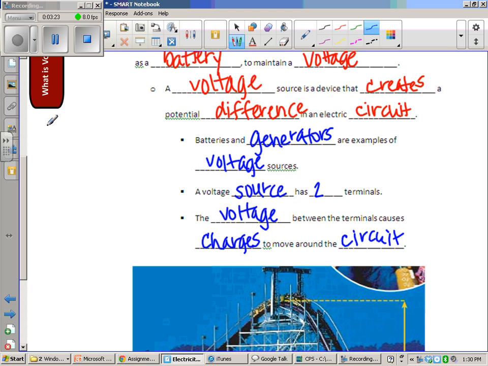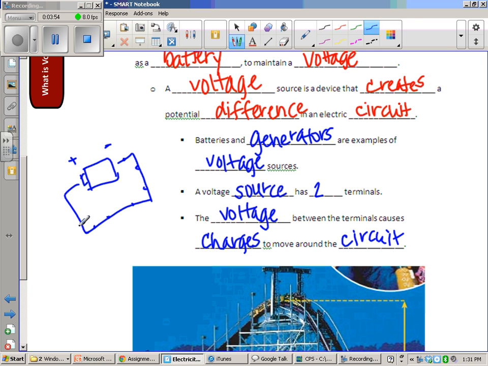Okay, so let's draw a little battery over to the side. You can draw it with a little button on one side. The button side is the positive end. The flat side of your battery is your negative terminal. So you have electrons that are already in your circuit, on that wire.